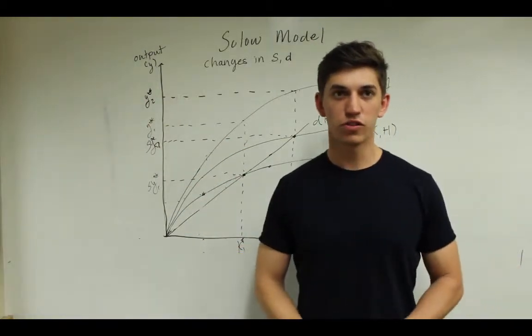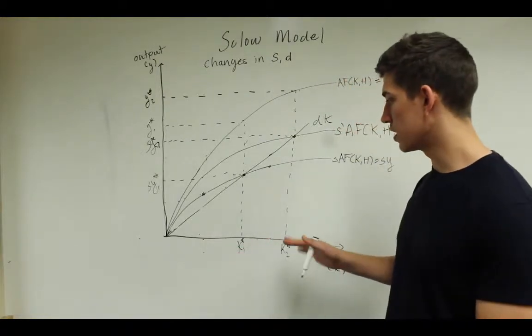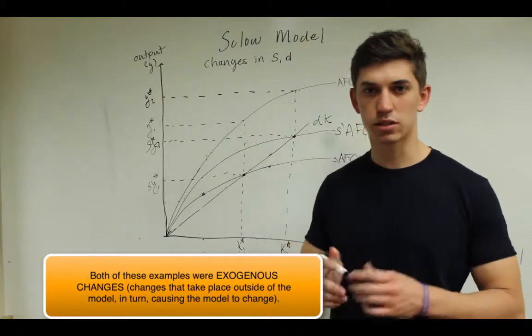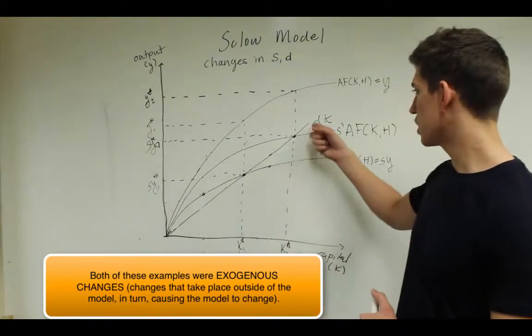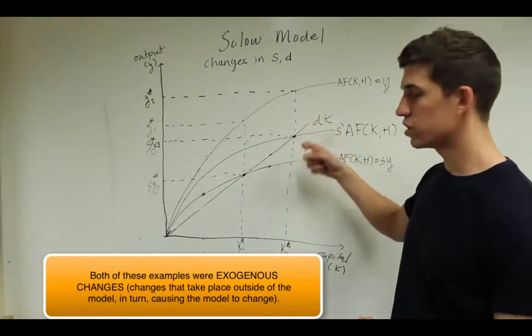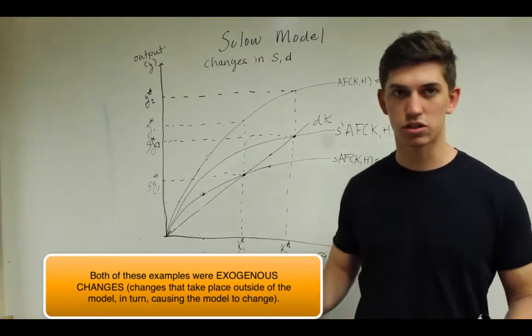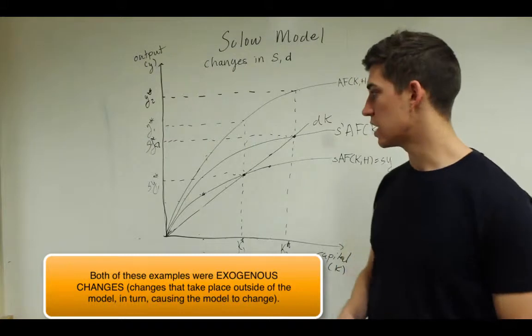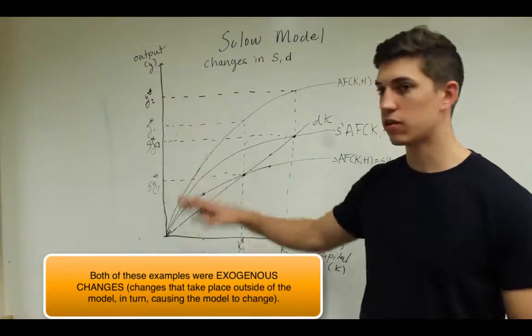So hopefully these changes gave you a little bit better idea of how the Solow model works and what the difference is with an exogenous change. Remember, both the change in the depreciation rate D and S are what we call exogenous changes. So it gave you a better idea of what that means and how steady state capital and other variables react to those changes.